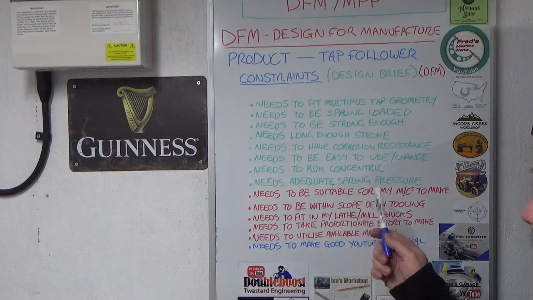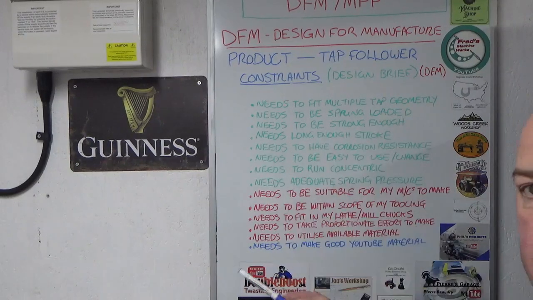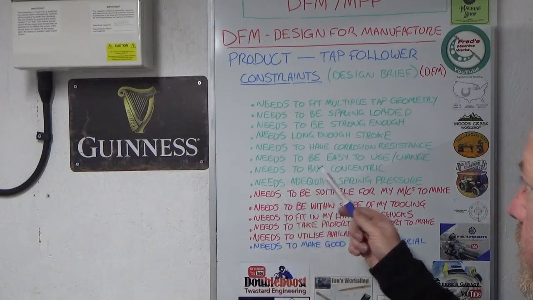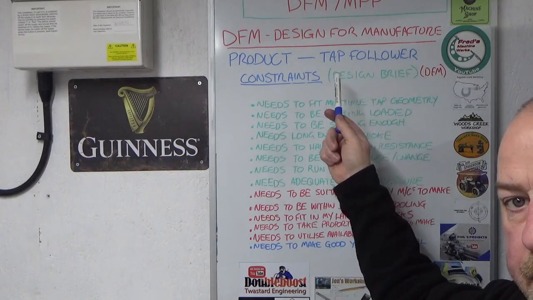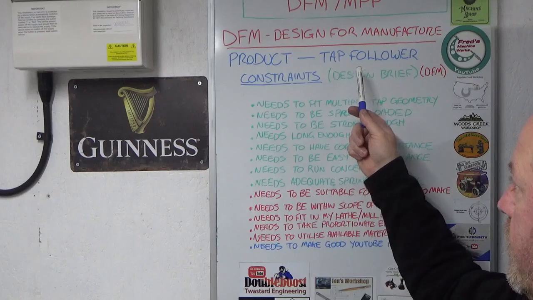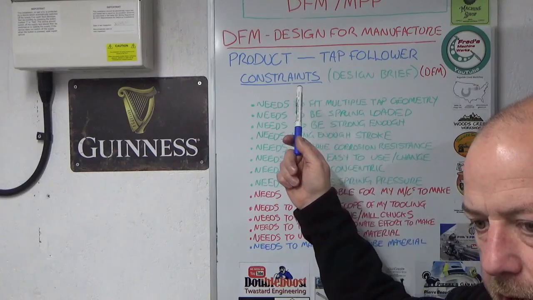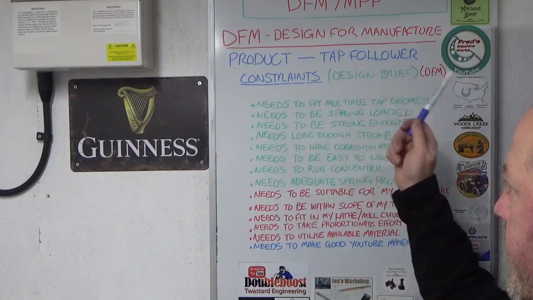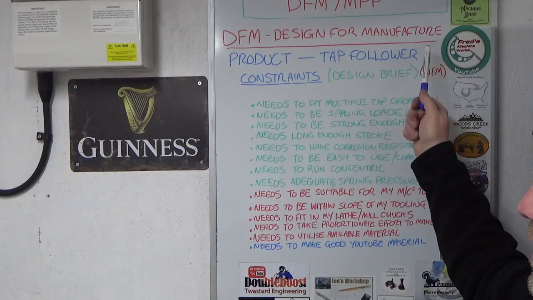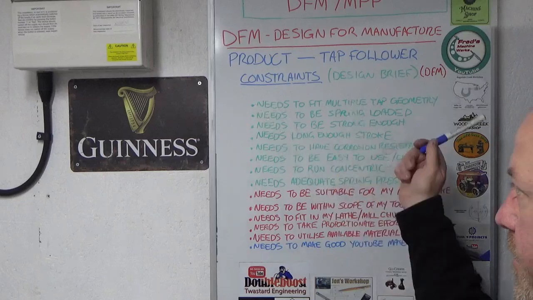Right then guys, I've done a bit of a list of things. I'm just going to quickly run through them. So what I'm going to make is a tap follower for the mill and probably for the lathe. I don't have one today. I've often needed one, and it's a small project. That's something I've been meaning to make. So that's the product we're actually going to design and make and follow through this process.